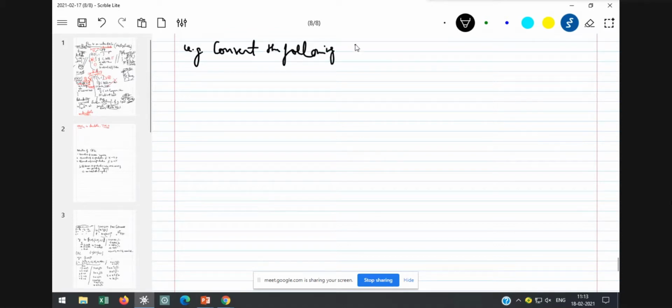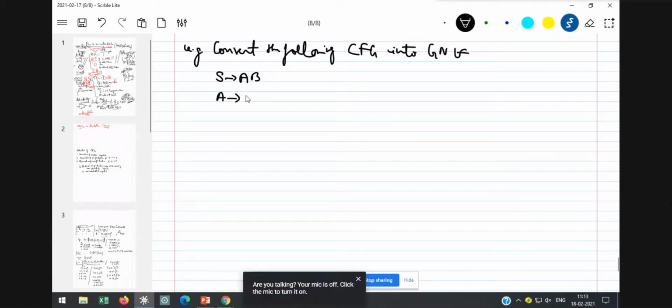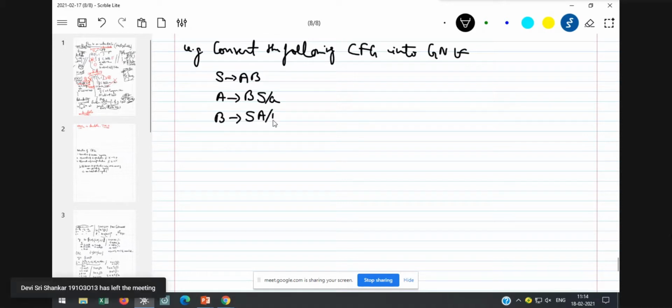Convert the following CFG into GNF. S goes to AB, A goes to BSA, then B goes to A.